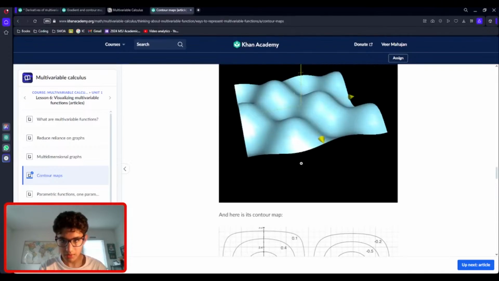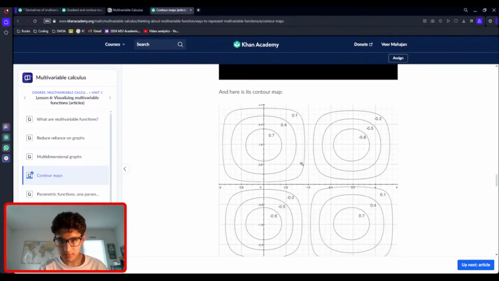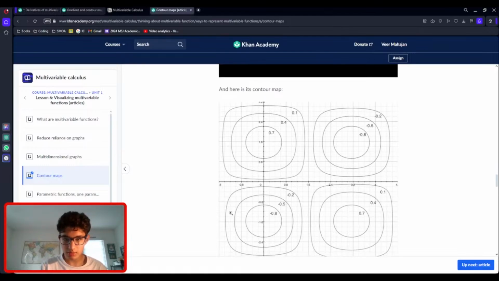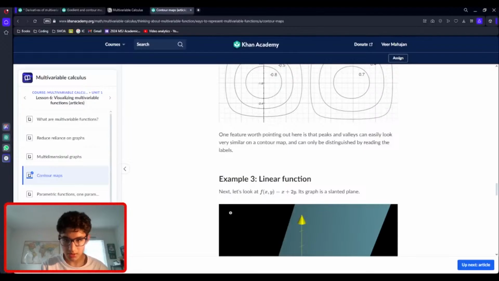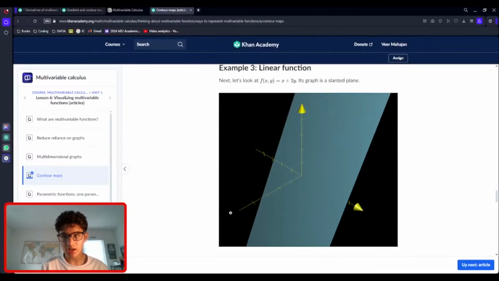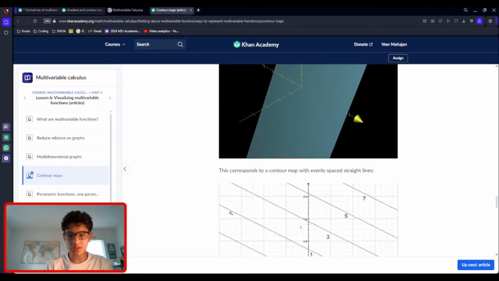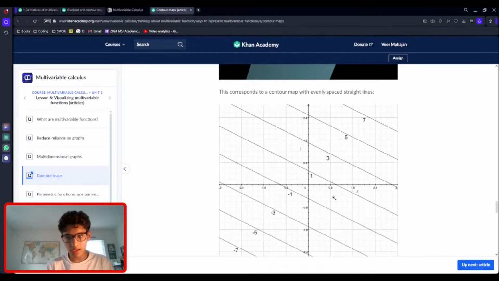0, 1, 0, 4, and then, okay, so that's a bit complicated. Its graph is a slanted plane. Okay, this one should make a lot of sense if you're doing it with respect to the z-axis. It'll just be a line and another line, right? It'll just be lots of lines. Okay, good.